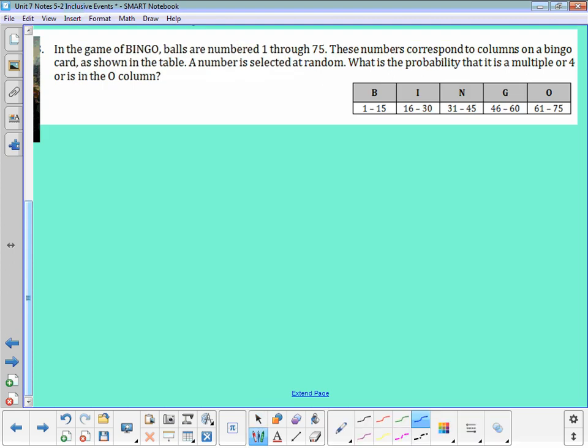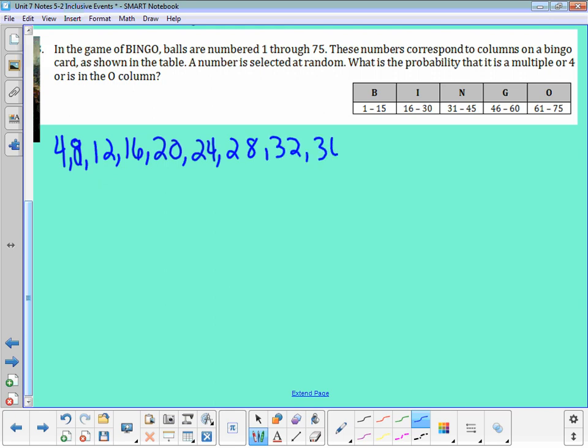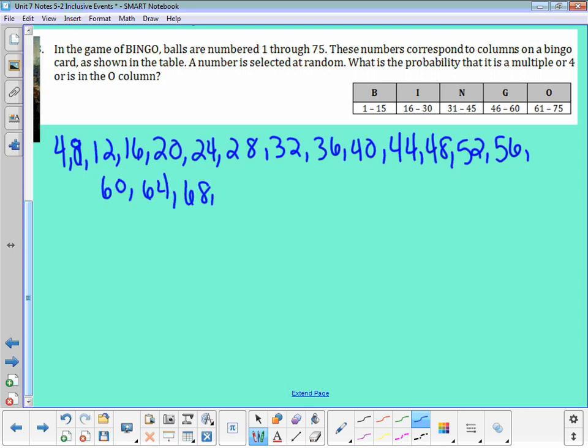So what I'm going to do right now is write out all of the multiples of 4 between 1 and 75. So I have 4, 8, 12, 16. I want you to write this down with me, 20, 24. I just keep going up by 4s. That's giving me all of my multiples of 4, and there's going to be a lot of them. Keep going. My arm is getting tired. 56, and then I'm going to write 60, 64, 68, 72. So these are all of my numbers that fall under being a multiple of 4.